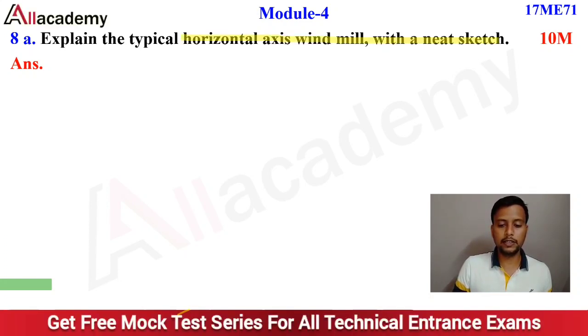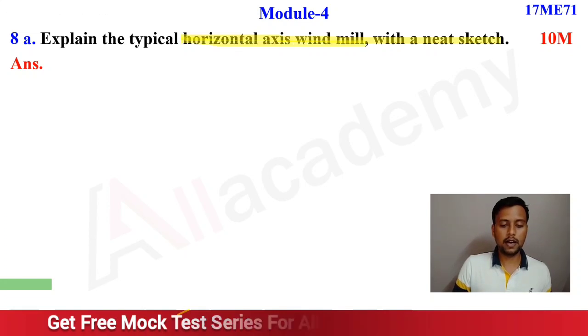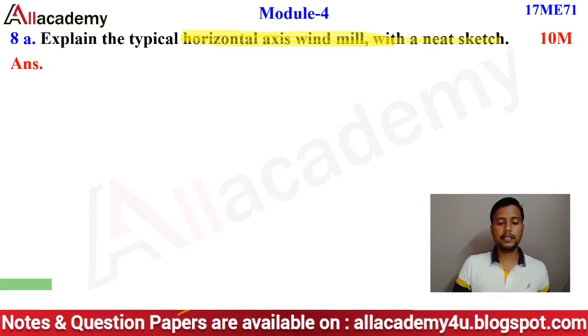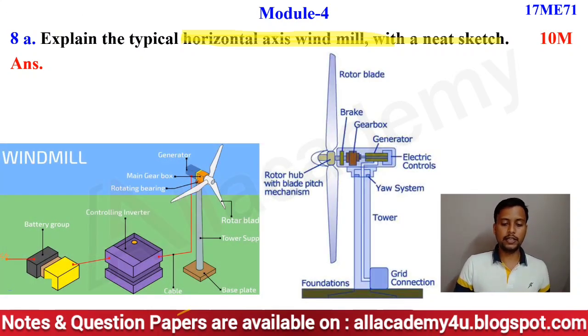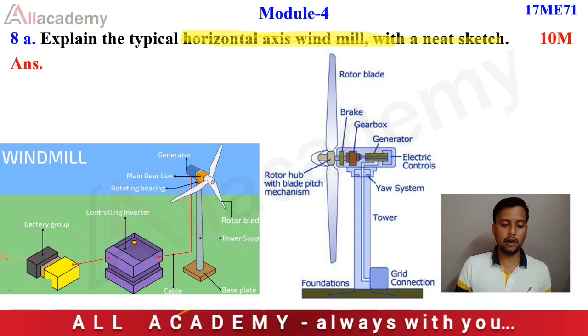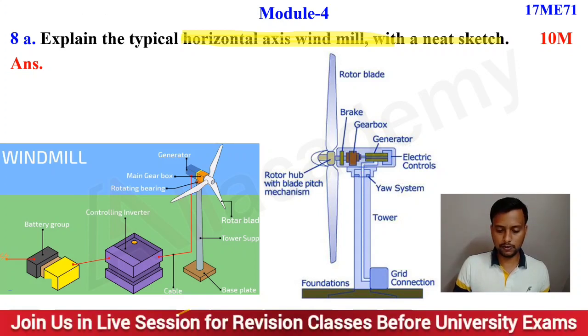And in module 4, that is the 8th main question, explain the typical horizontal axis windmill with a neat sketch. So he has asked to draw with a neat sketch and explain the horizontal axis windmill. So here is a schematic diagram for a horizontal windmill. You need to label all these components, and if time is permitted, you should draw how this transmission takes place.